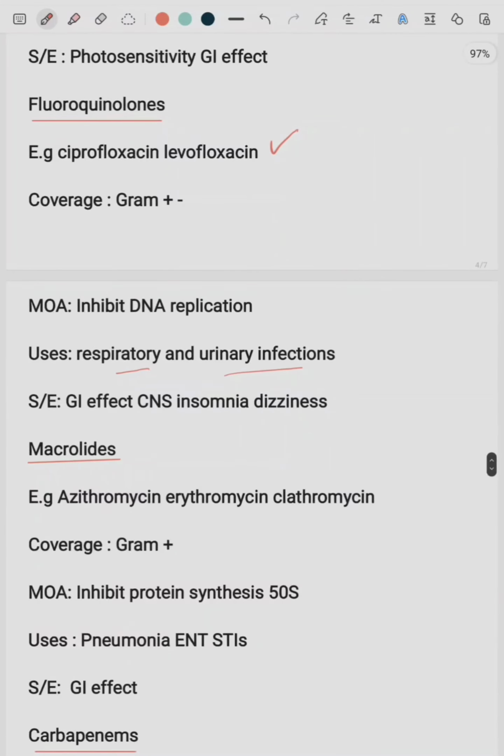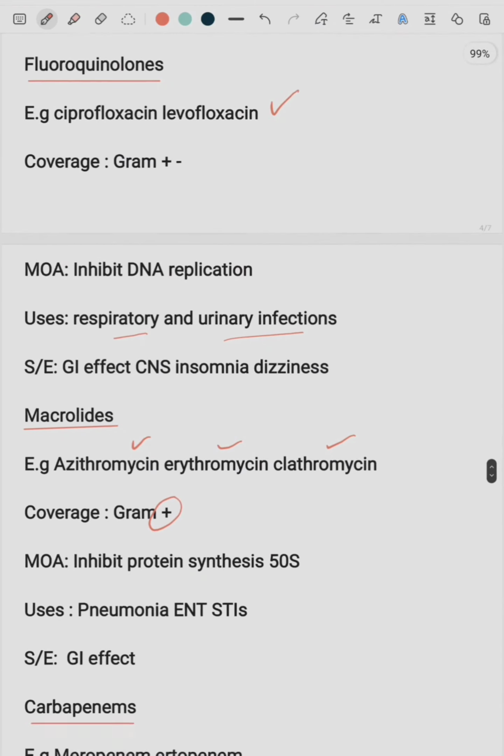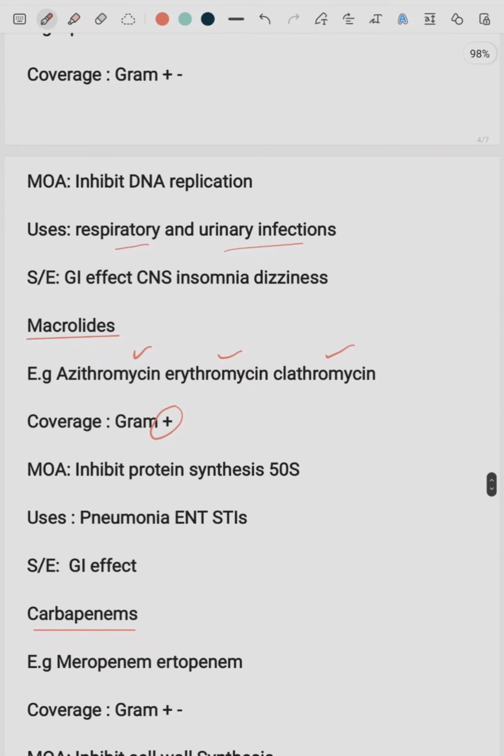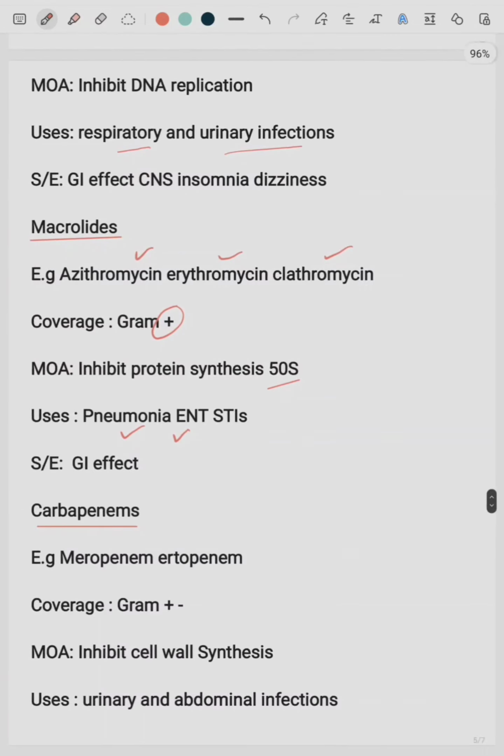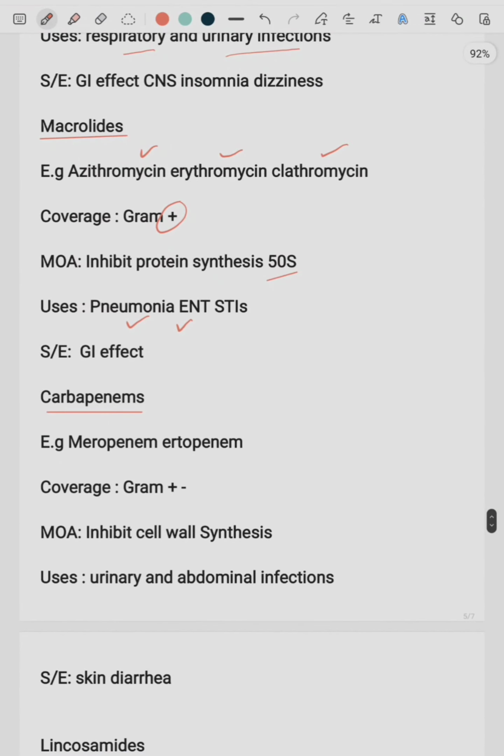Then the macrolides, for example, are azithromycin, erythromycin, and clarithromycin. Coverage is gram positive, and the mechanism of action is to inhibit protein synthesis at 50S. Uses are pneumonia, ear, nose and throat, and sexually transmitted infections. Side effect is gastrointestinal effects.